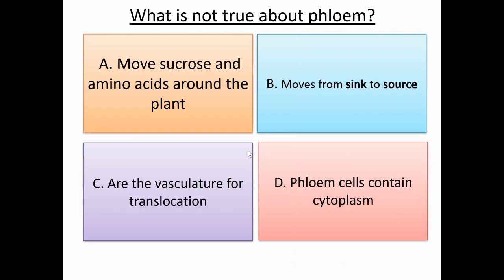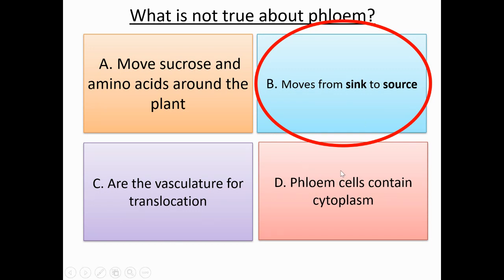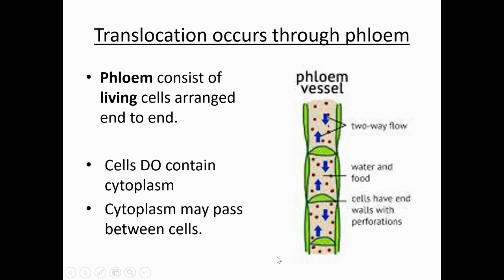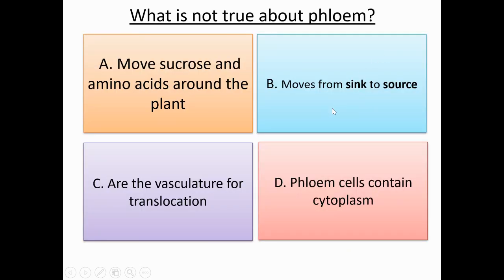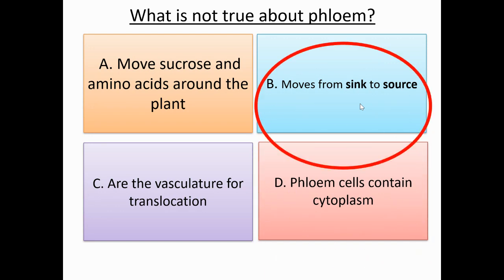Have a read of these boxes and decide which one of these is not true about the phloem. Okay, hopefully you've had a think of this. The answer is B. It doesn't move from sink to source, but rather from sources to sinks. The source is where it's made, and the sink is where it is stored. Although phloem can move the sugars and amino acids in both directions, that is a big difference between xylem and phloem. It doesn't move from the sink to the source, and therefore that's the wrong one.